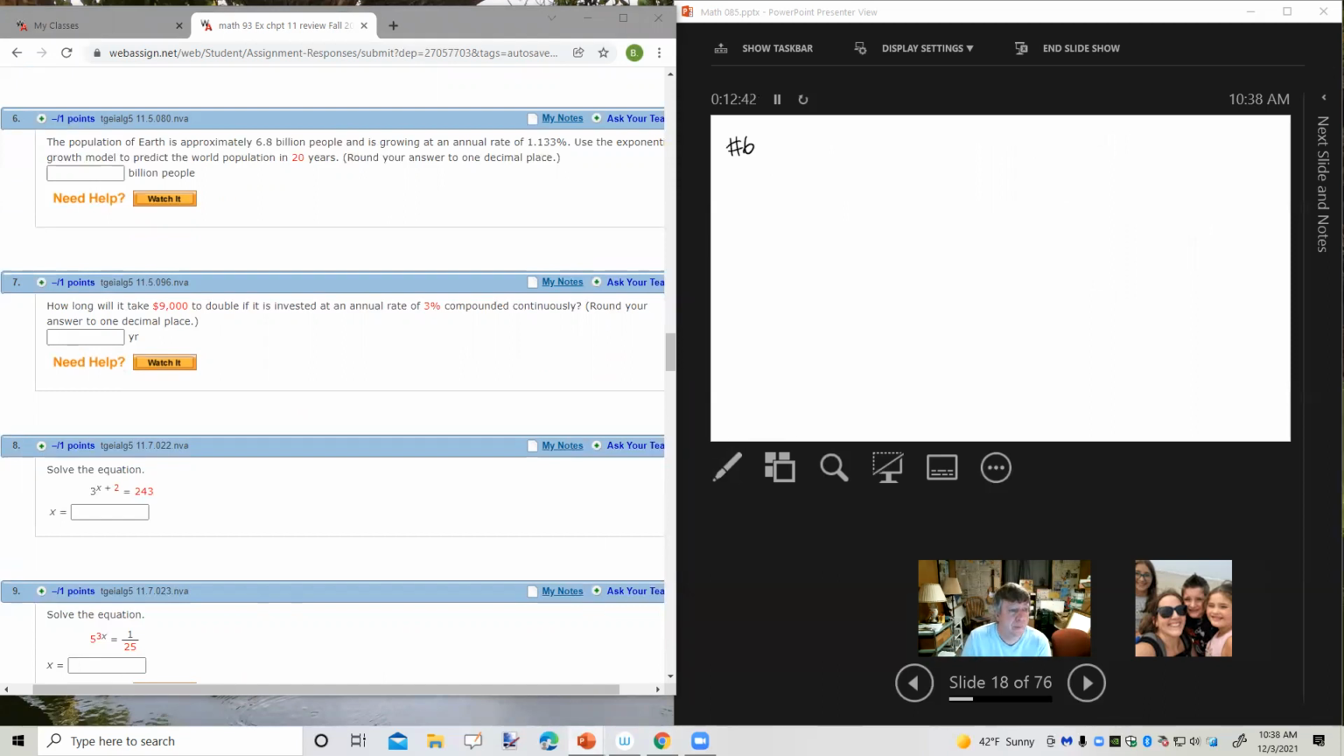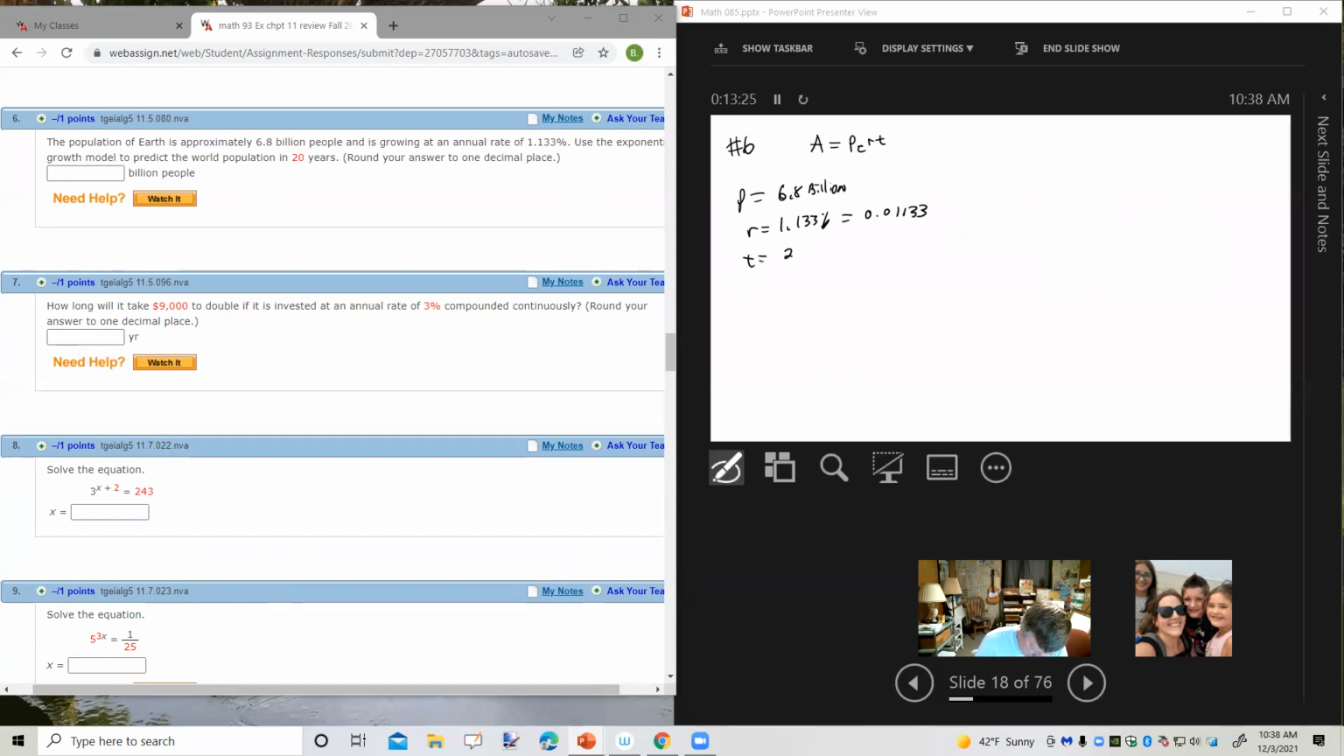This says the population of Earth is approximately 6.8 billion people and is growing at an annual rate of 1.133%. Use the exponential growth model to predict the world population in 20 years. All right, so A equals P e to the rt, and the beginning population is 6.8 billion. The annual growth rate is 1.133%, which would be 0.01133.